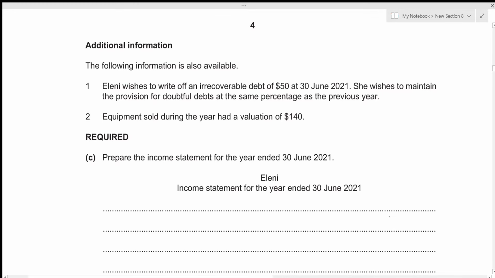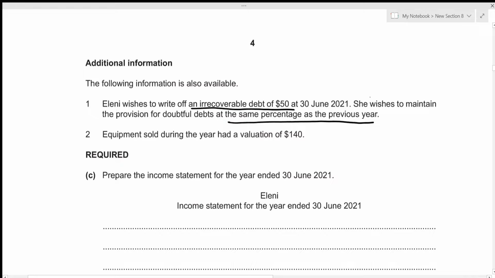We are again given additional information. Eleni wishes to write off an irrecoverable debt of 50 at 30 June 2021. Alright, and she wishes to maintain the provision for doubtful debts at the same percentage as the previous year. We do not know the percentage for the previous year's provision for doubtful debts, so let's just figure that out first.